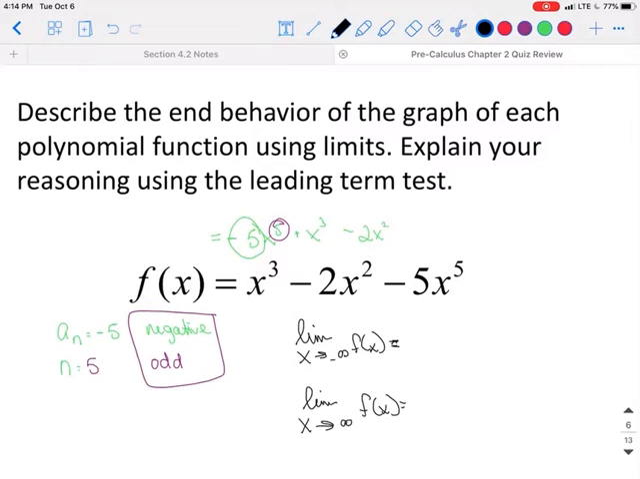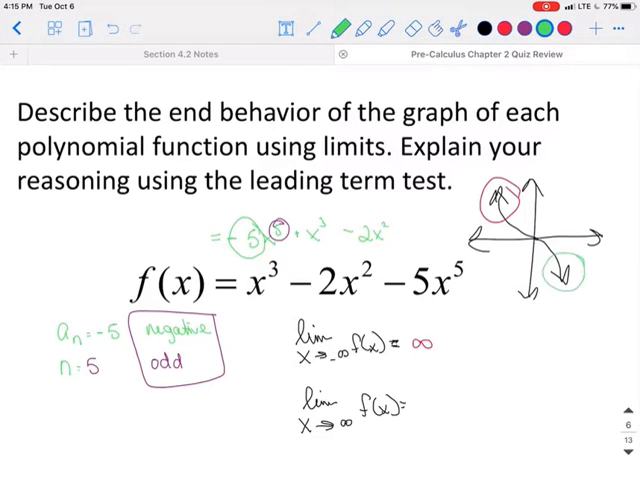So since we know it's odd, we do know that the two ends of the graph are going to go in opposite directions. And since it's negative, we know it's going to go up to the left, and we know it's going to go down to the right. So the end behavior on the left side of our graph is going to go up to positive infinity. The graph on the right side will go down to negative infinity.